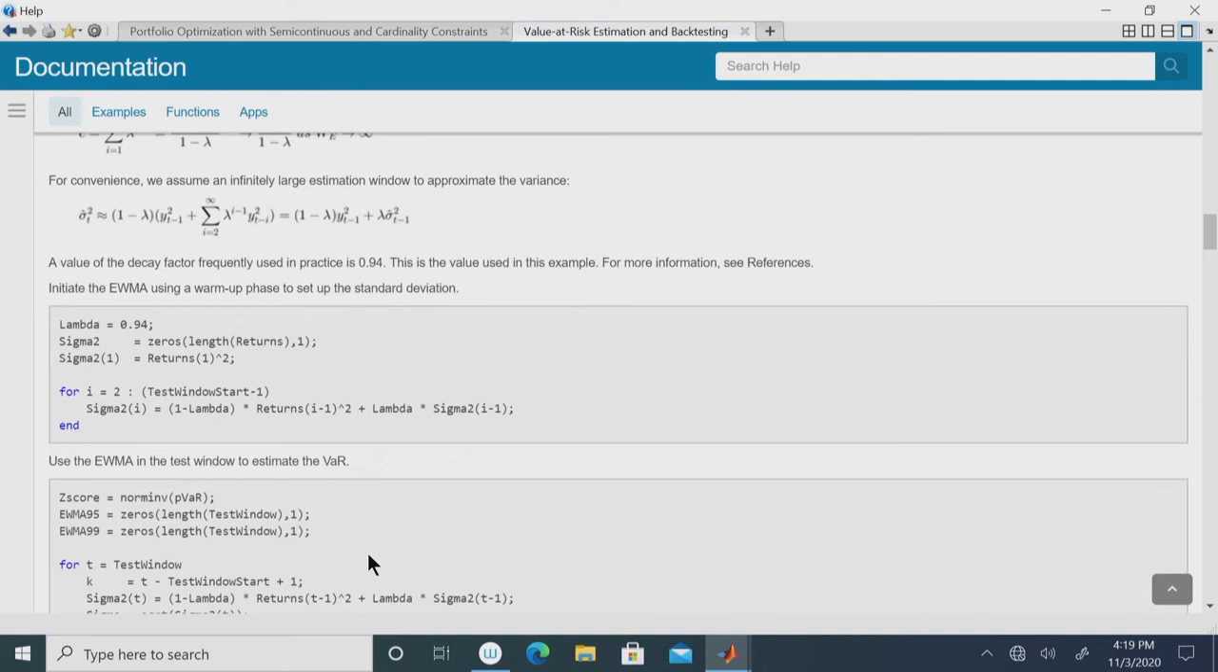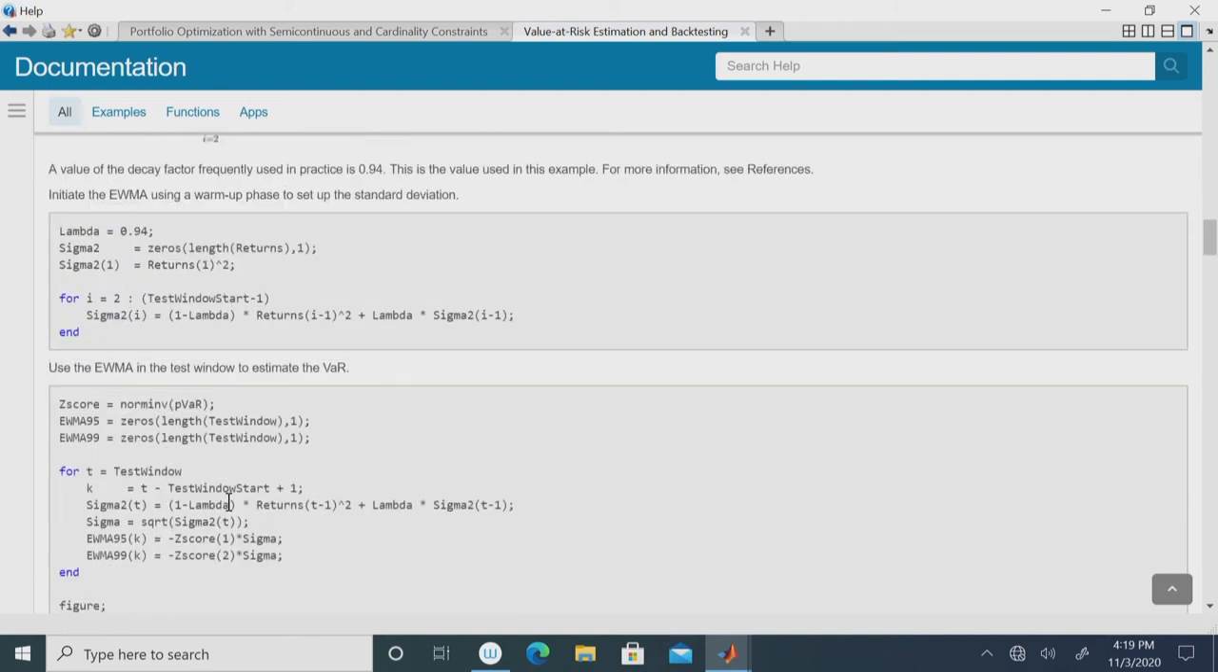So now, how do you make use of the EWMA in order to estimate the VaR? As before, my Z score is going to be given by the inverse of p VaR. Remember, the p VaR was either 0.05 or 0.01. We will now calculate the sigma using this EWMA approach, and assign the value of sigma.